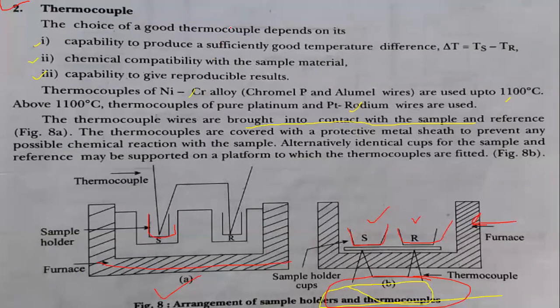So choice of a good thermocouple depends on what? The capacity to produce a sufficiently good temperature difference. It should produce a good temperature difference between the sample and the reference. Chemical compatibility with the sample material.